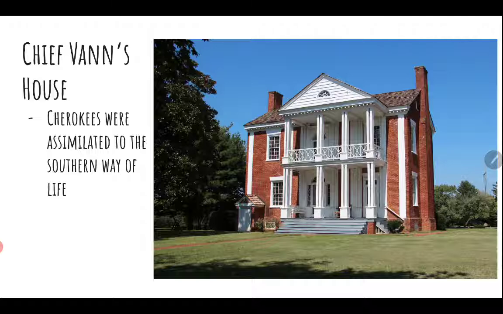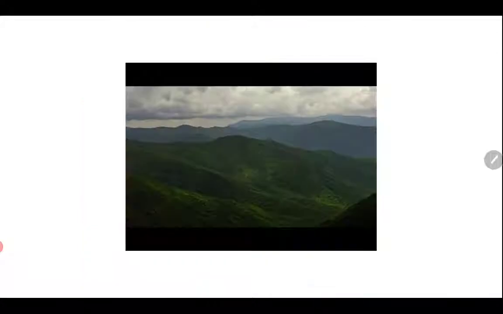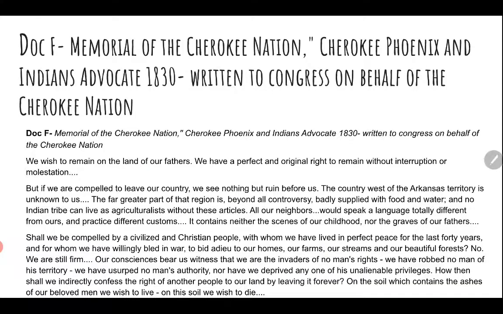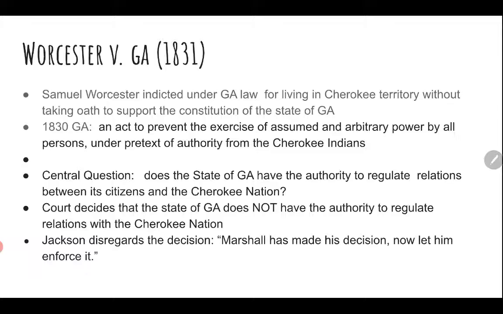And they are being forced to remove themselves at gunpoint. Now, they are going to take this all the way to the Supreme Court. And the Supreme Court actually sides with the Cherokee. Again, this is Chief Justice Marshall, right? And he basically says you can't just take away this Native American land in Worcester v. Georgia. Jackson reportedly says, Marshall has made his decision, now let him enforce it. Meaning, I don't care if you say I can't do this, I am going to do it anyway.